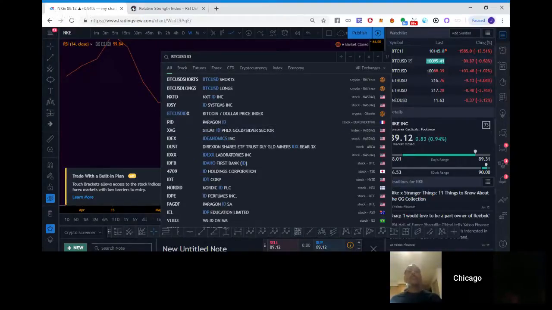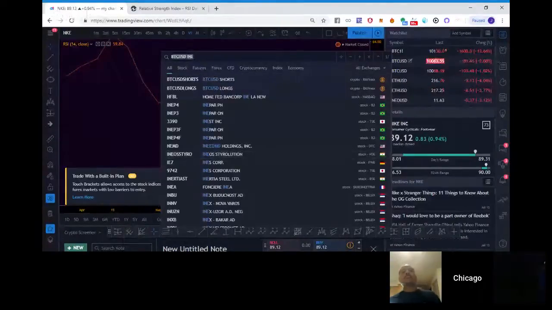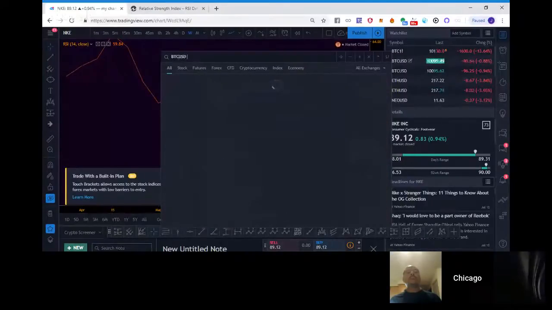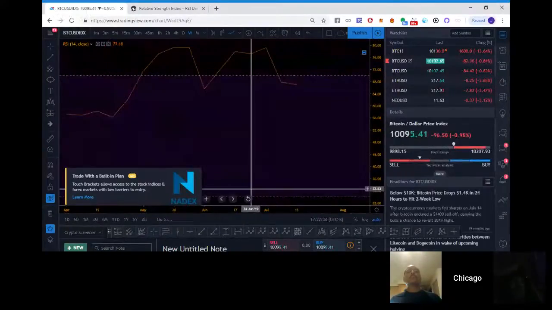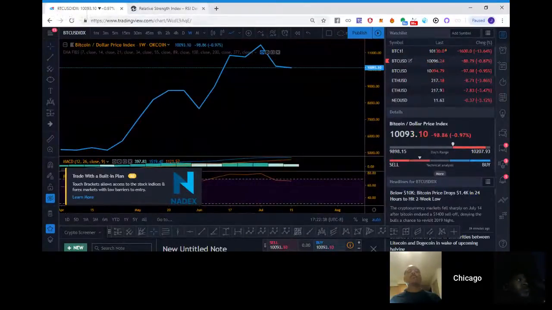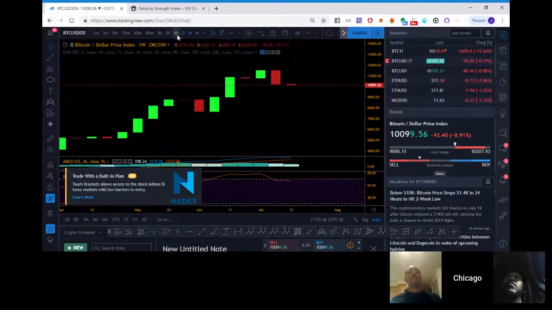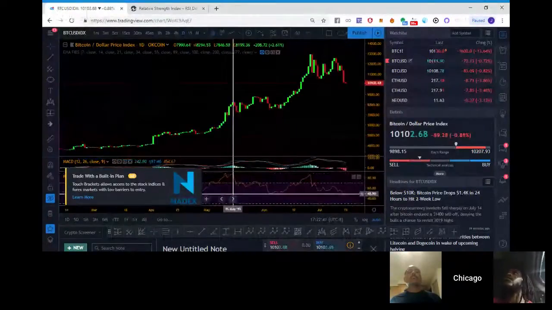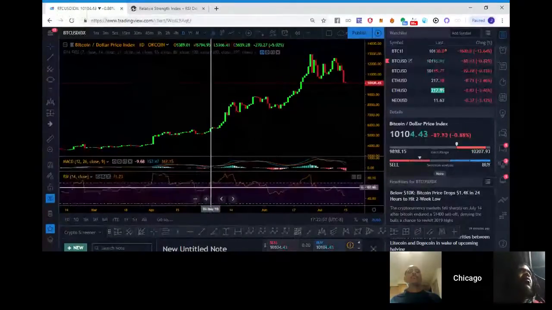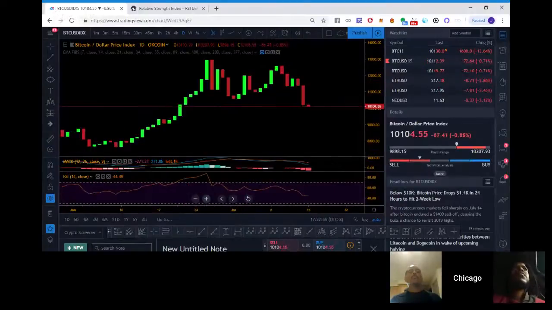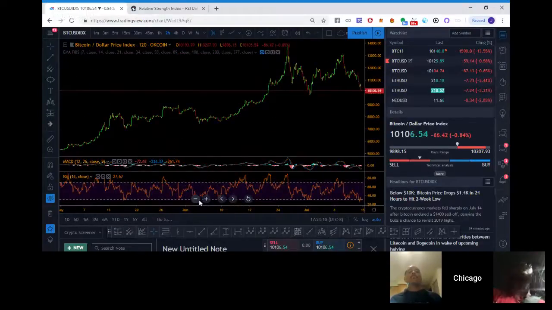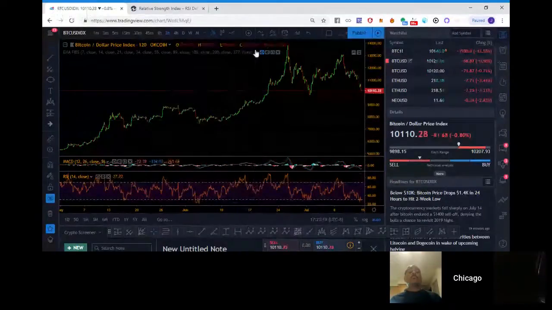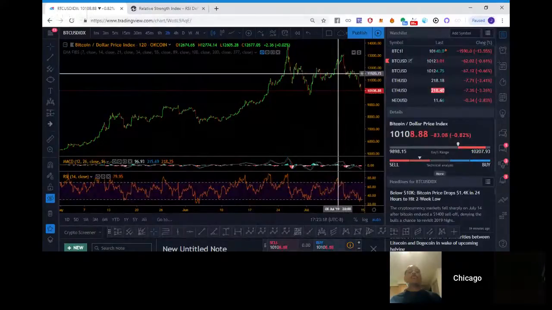BTC, USD. Turn this off, turn this back over to candlesticks, which is right here. It's back on daily. Now there are two head and shoulders in here. Inverse. Damn it. As soon as it broke that neckline, boy.